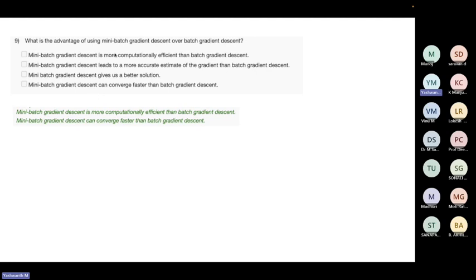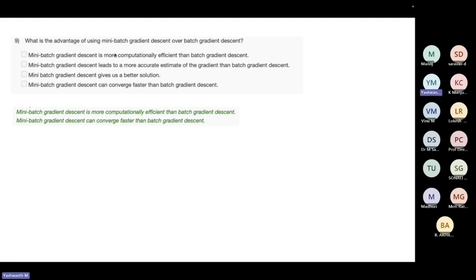Yeah. So what is the advantage of using mini batch gradient descent over batch gradient descent? That's one of the main advantages, the computation. The batch gradient descent is where you compute the gradient by averaging over all the data points in your data set. That's full batch gradient descent. The mini batch samples some random points from your entire data set and computes the gradient on that. So that's why it is computationally much more efficient.